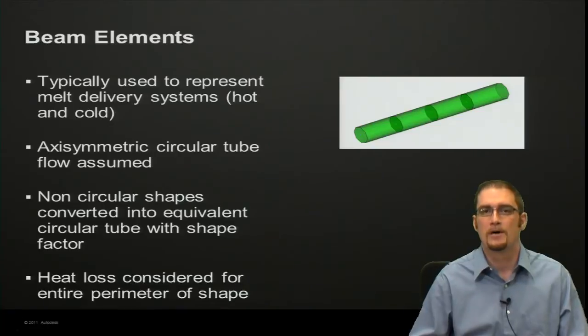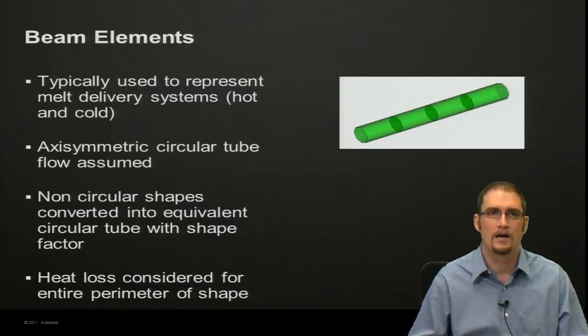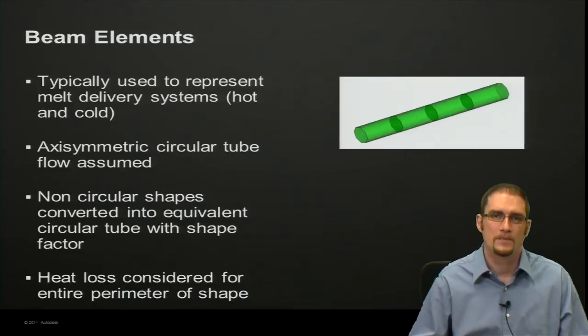Typically beam elements are used to represent melt delivery systems, cooling channels, things of that nature, whether it's a hot runner, cold runner, sprue, or gate. That's what we typically use these for. We assume an axisymmetric circular tube flow assumption here, and that's the nature of the beam element that we use.